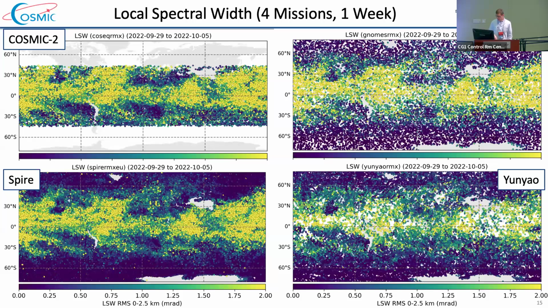And then finally, local spectral width. It's a metric that comes out of our system. So again, for those big 4 missions for a week's worth of data, this is the RMS of the local spectral width between 0 and 2.5 kilometers. And I think for those who have worked with this quantity, this is fairly expected in terms of the distributions. The holes are where the profiles, because of terrain, largely don't go down to that altitude range.